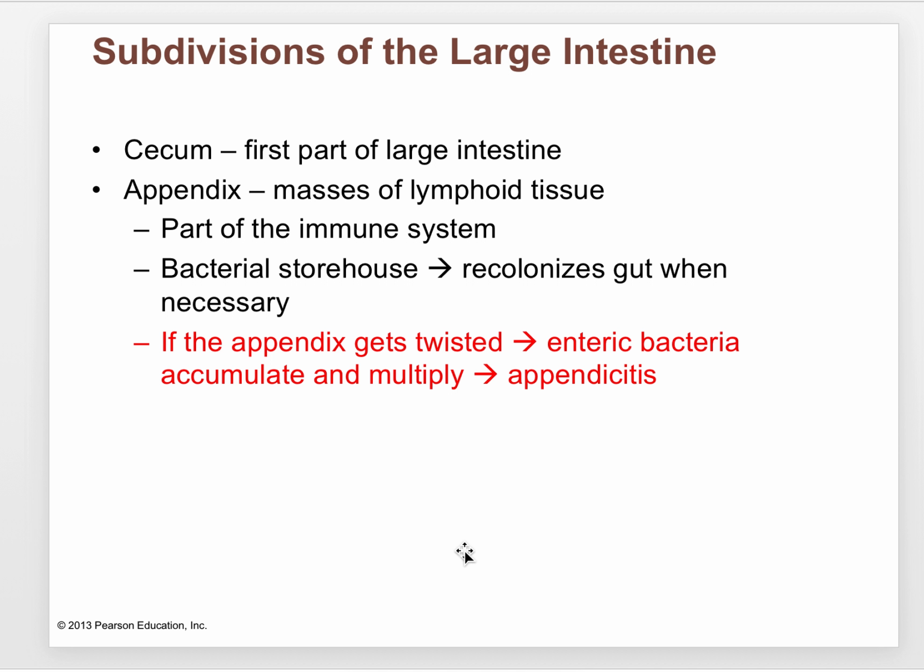So again, as I said, cecum is the first part of the large intestine. The appendix is a massive lymphoid tissue. You recall that from the chapter we went over on the lymphatic system. The appendix is a bacterial storehouse. If the appendix is twisted, then bacteria accumulate and multiply and can cause appendicitis.